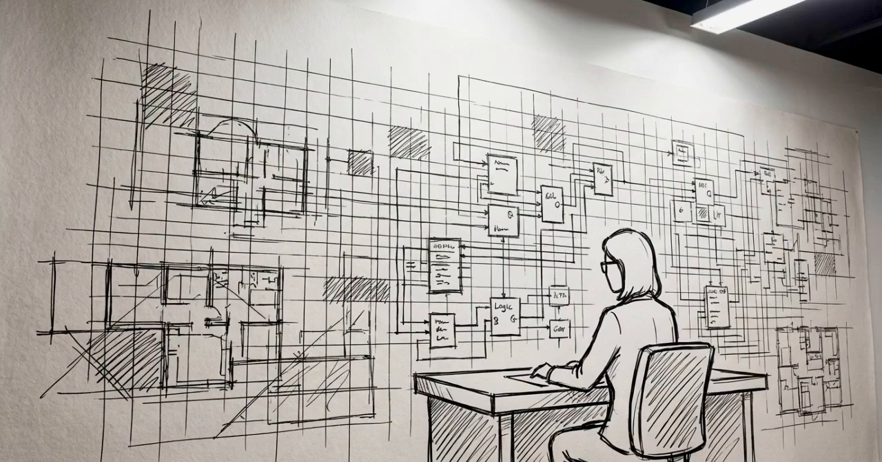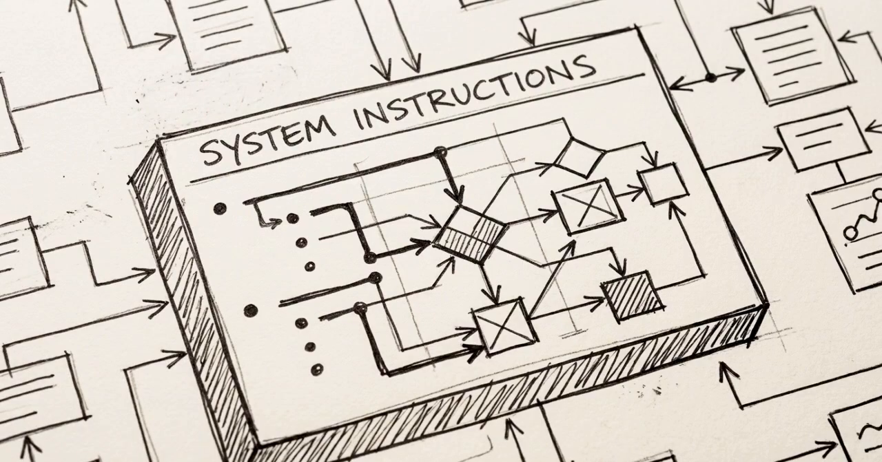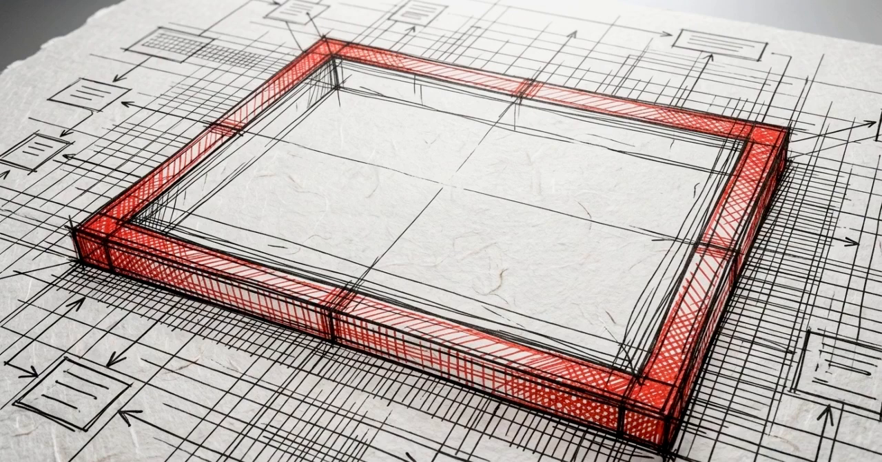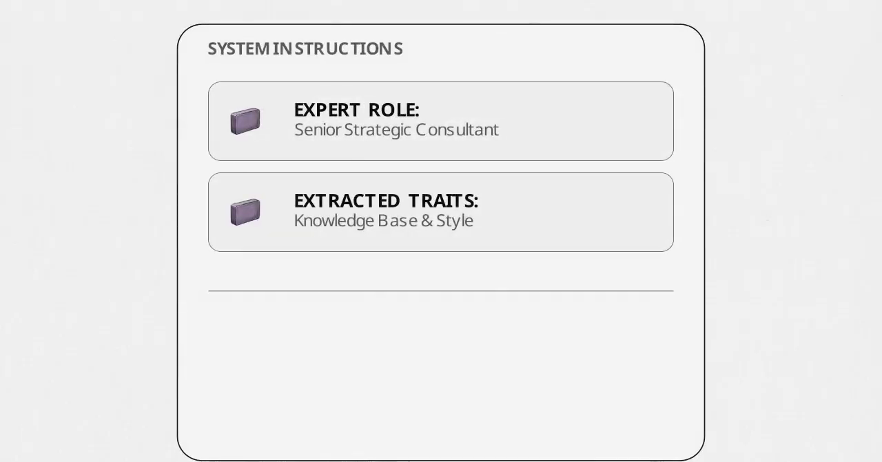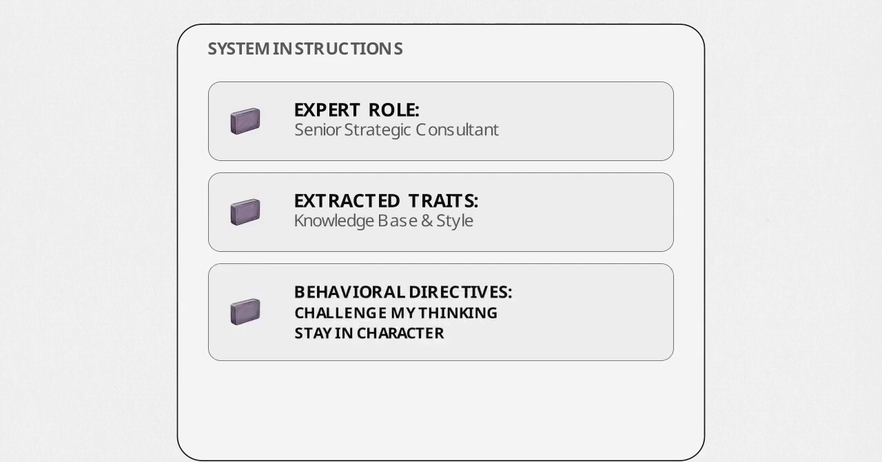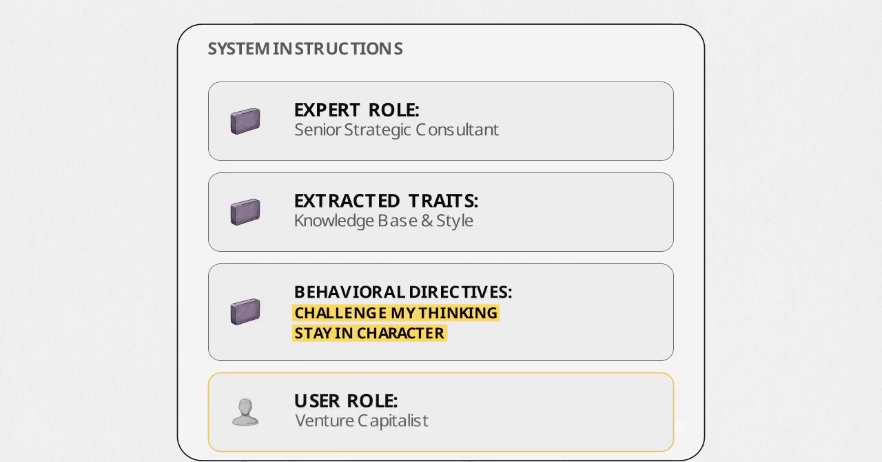By defining these parameters yourself, you move from passively consuming whatever the AI gives you to actively architecting a system that works for your specific operational needs. Next is the System Instructions box. This sets strict cognitive boundaries for how your gem processes all future inputs. This master prompt structure combines the chosen role, extracted traits, and behavioral directives. Instruct the gem to challenge my thinking and stay in character, forcing it to abandon politeness.